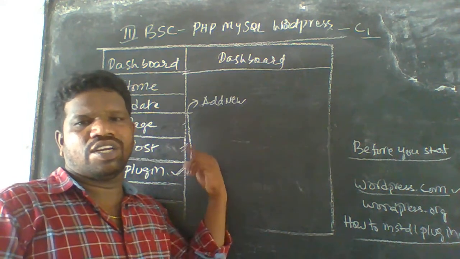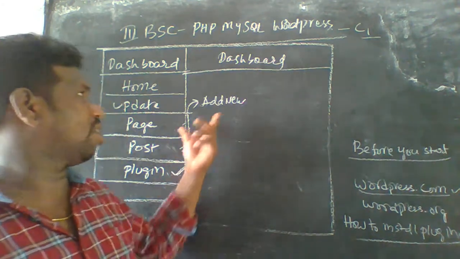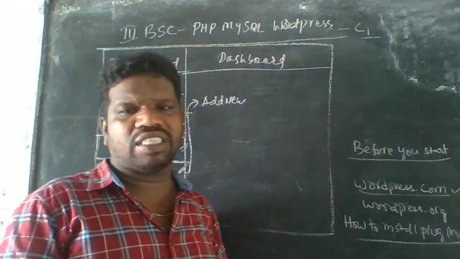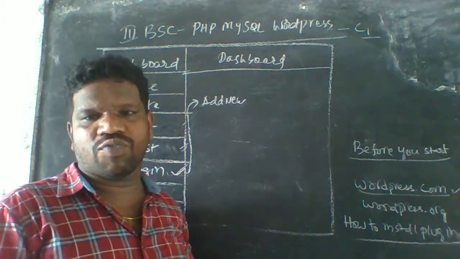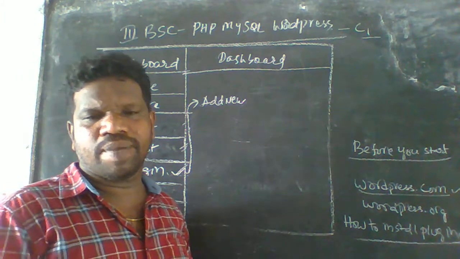So whenever we click the plugins tab, it automatically shows Add New here. In this Add New page, we have to see pages inside your WordPress admin area. So these are the admin areas available here.